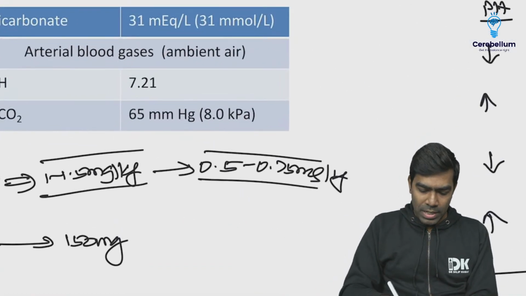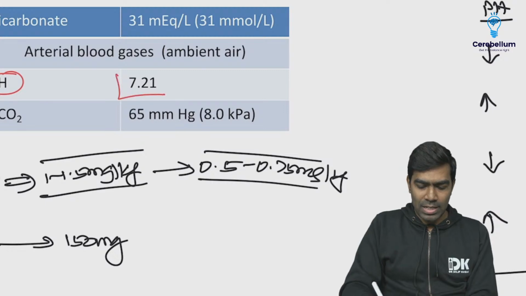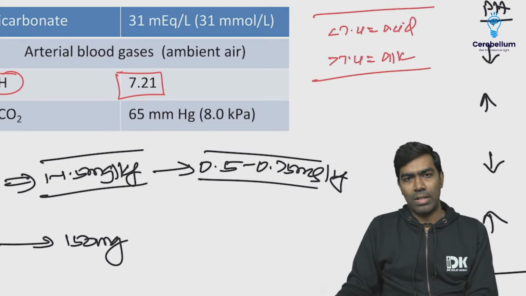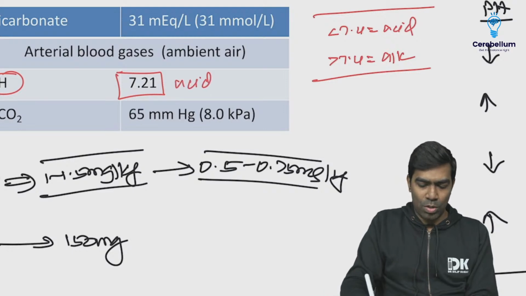See the pH, okay? Whether it is less than 7.4 or more than 7.4. If it's less than 7.4, it is acidosis. If it's more than 7.4, it is alkalosis. That's all. So this patient is having acidosis. Don't mug up the table.